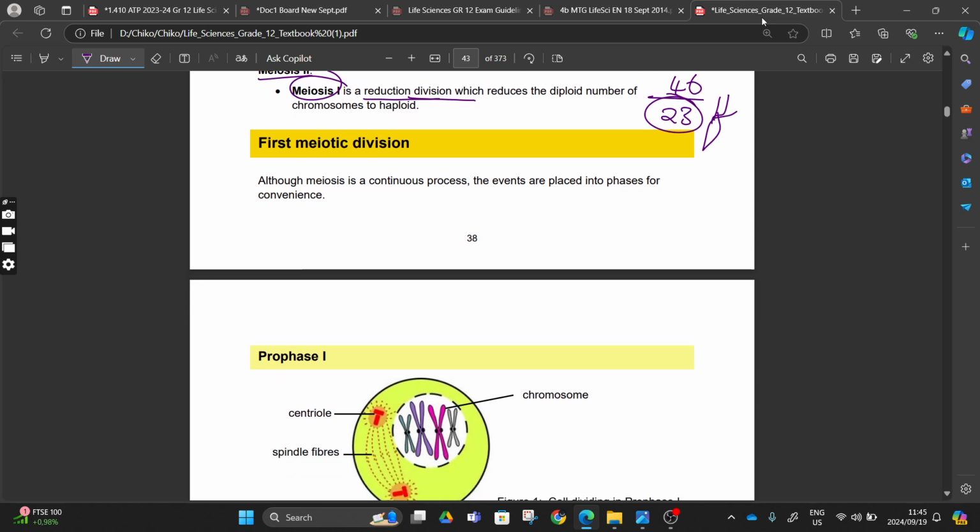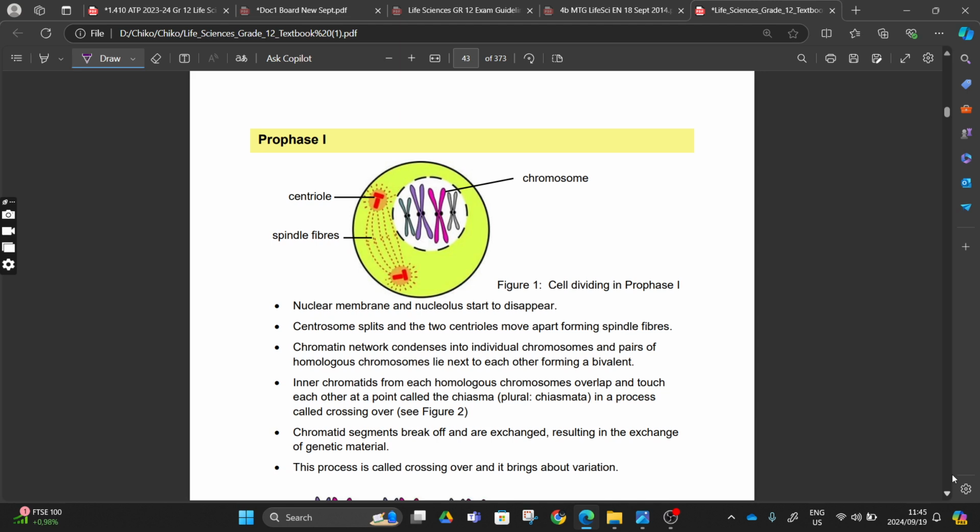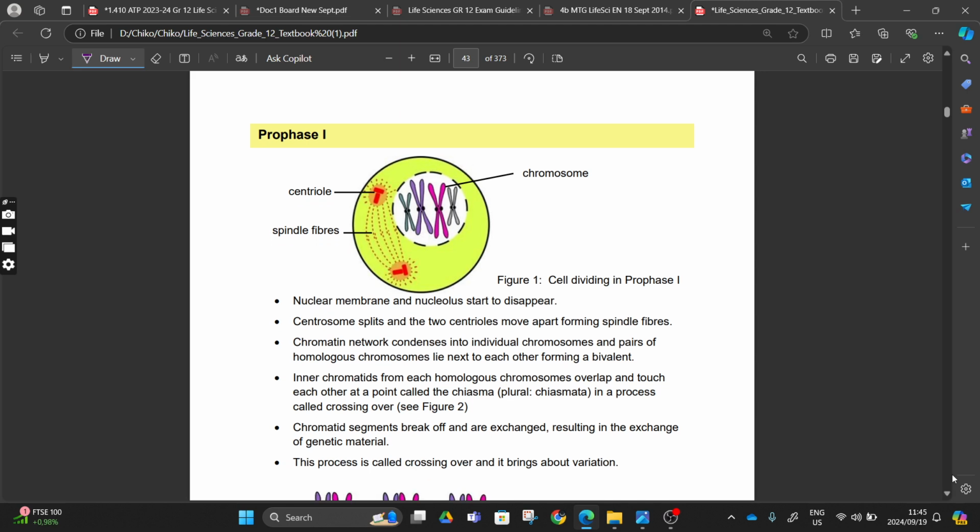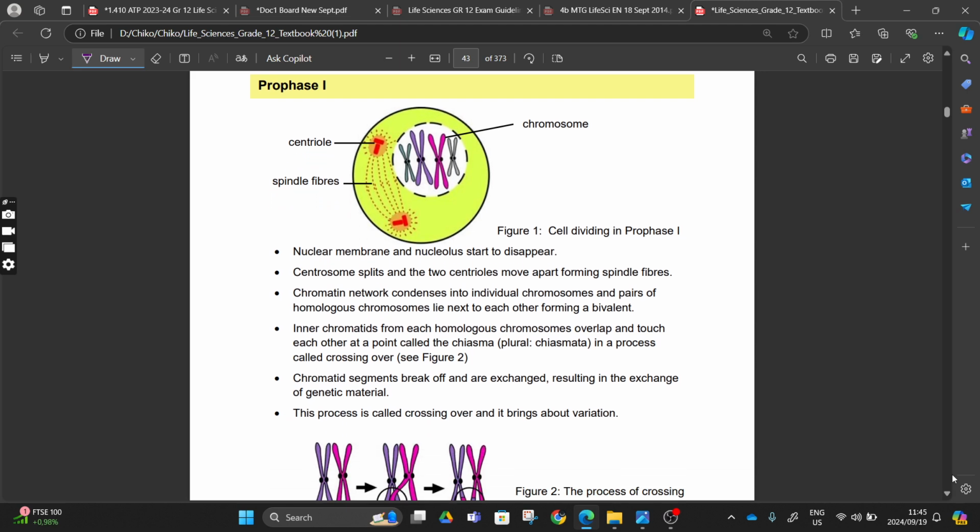The first meiotic division: although meiosis is a continuous process, the events are placed into phases for convenience, and we are going to use our mnemonic PMAT: prophase, metaphase, anaphase, and telophase, right? Prophase 1 and 2, metaphase 1 and 2. But in prophase 1, the same thing happens as in mitosis. The nuclear membrane and nucleolus are going to disappear, as you can see, starting to disappear, and the chromatin network is going to condense and form visible chromosomes.